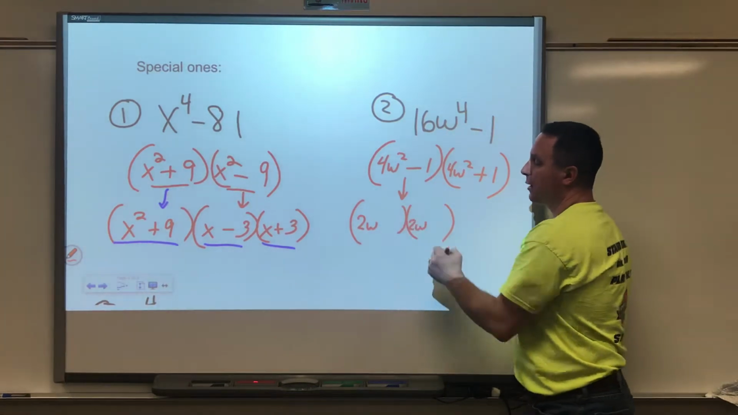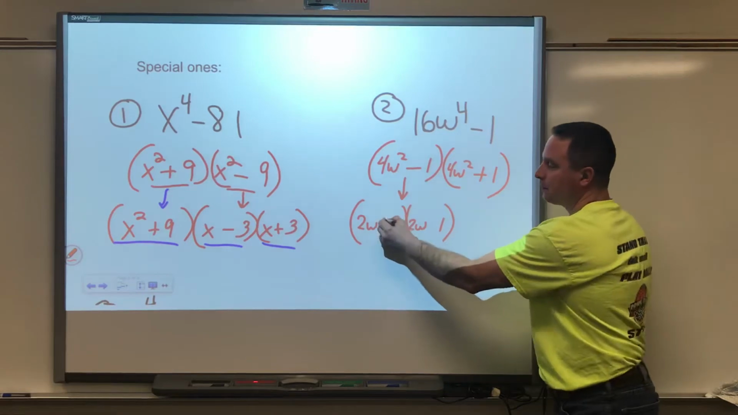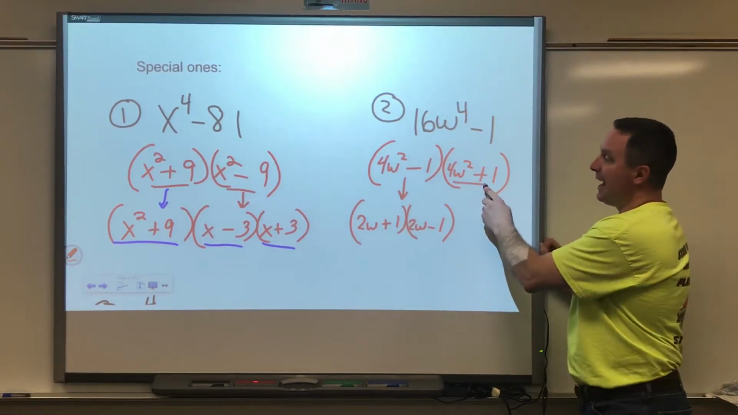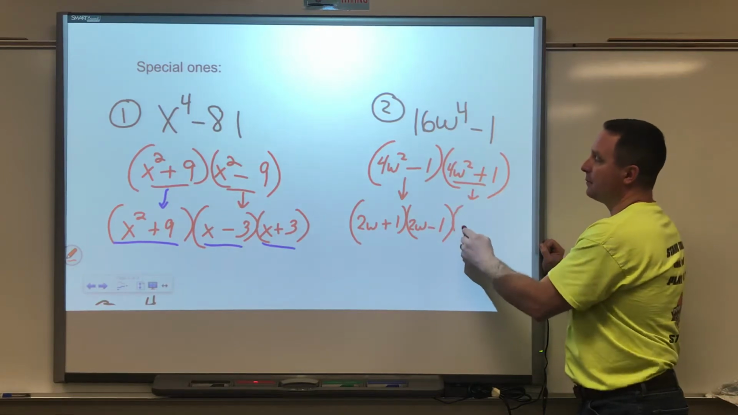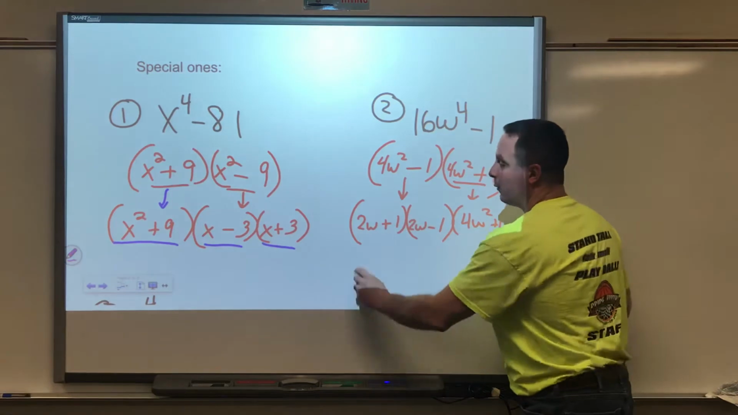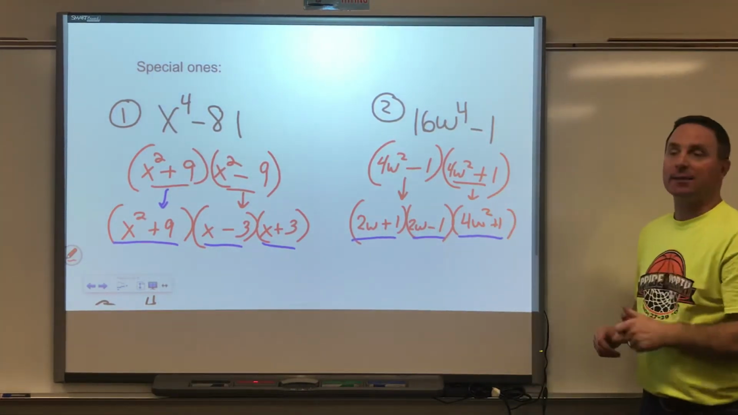2w and 2w. 1 is still a perfect square, 1 and 1. And 1 is plus and 1 is minus. Okay? I can't do anything with the plus one. That one just comes along for the ride. 4w squared plus 1. And once again, I end up with 1, 2, 3 parts to our answer.